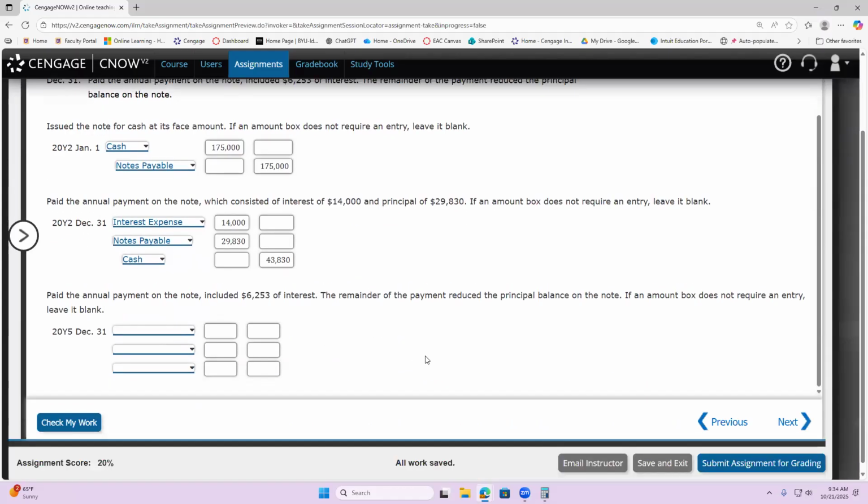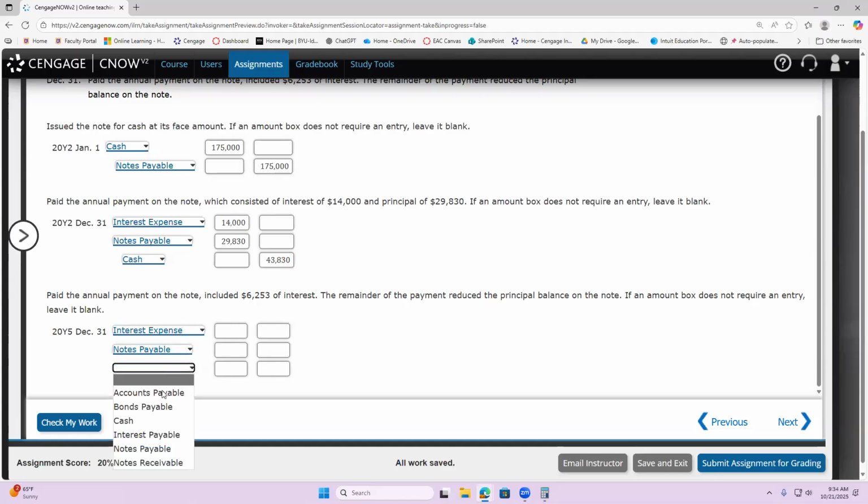The second payment is going to have $6,253. Oh, sorry. I guess this is our third payment because it's 2015. So again, it's still going to look the same: interest expense, notes payable, and cash. $62.53, notes payable. Let's see, it tells us the remainder of the payment reduced the principal balance on the note.